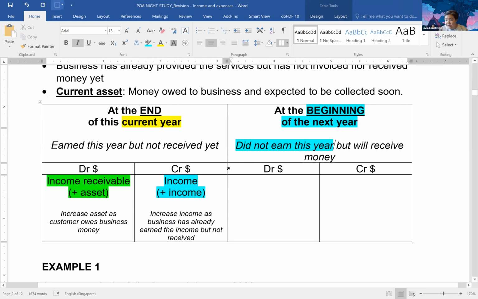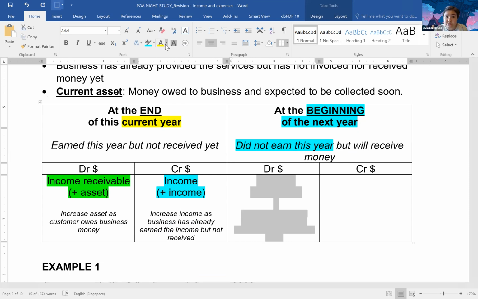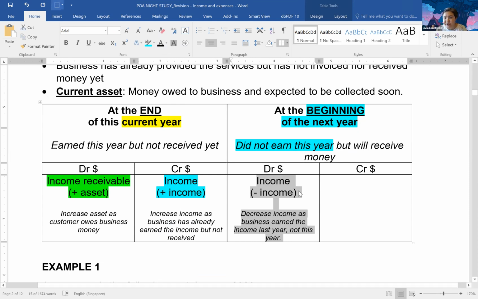Therefore, it is a problem for the business. The business cannot say that this amount, whatever the amount is, has been earned this year. So what does the business need to do? The business will therefore have to record a minus income, have to decrease the income. Why have to decrease the income? Because the income was earned last year, the same turquoise. The income was earned last year. It's not earned this year.